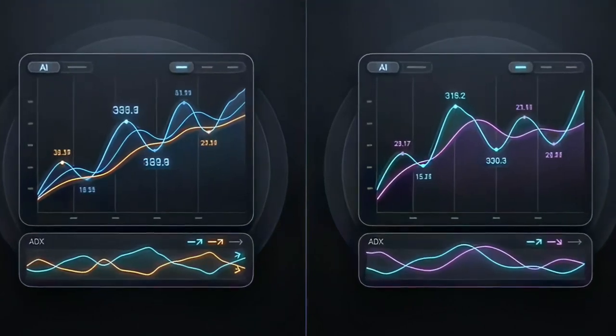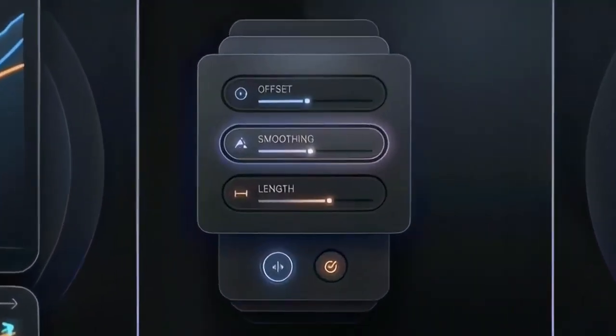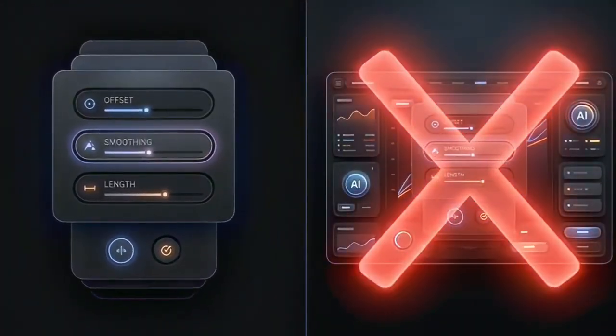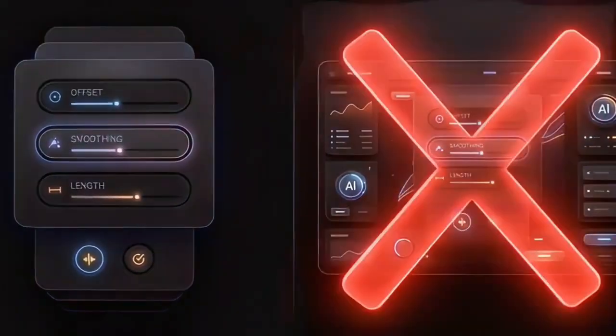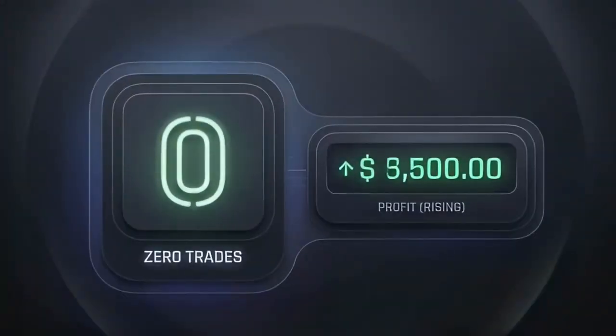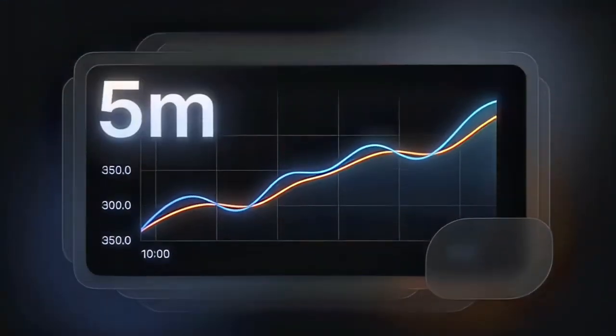By the end of this video, you will know how to run exponential moving averages alongside the average directional index on two charts with exact settings and exact entries. And you will know the one reading that tells you to close the platform and not trade at all today, which will save you more money than any entry signal in this video. Start with the 5-minute chart.